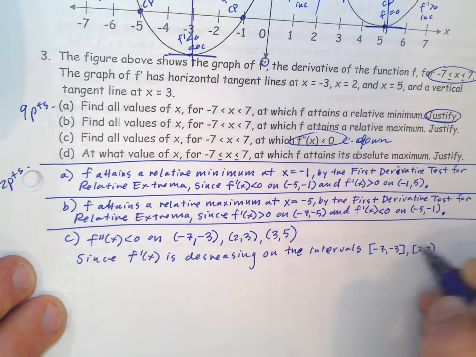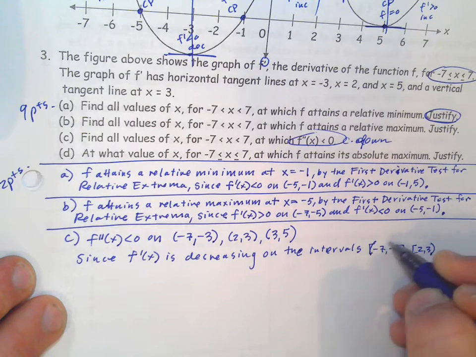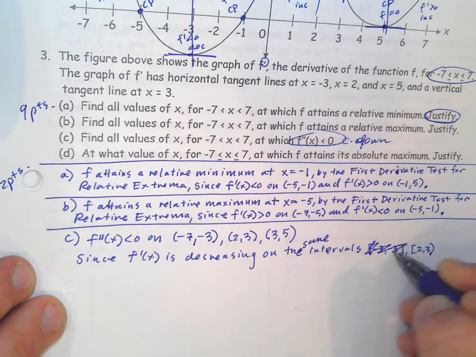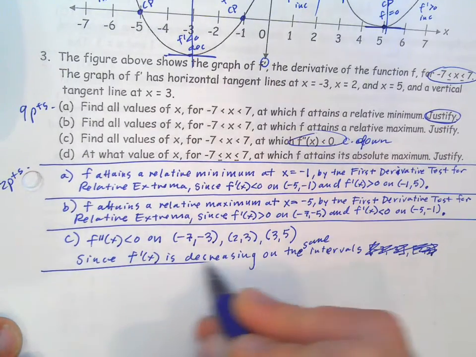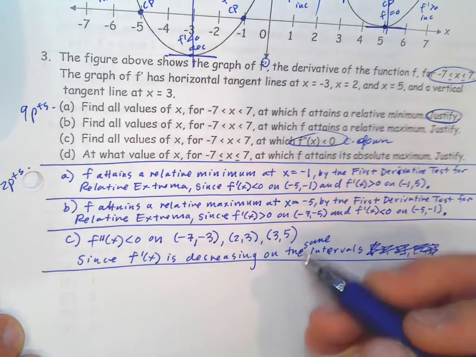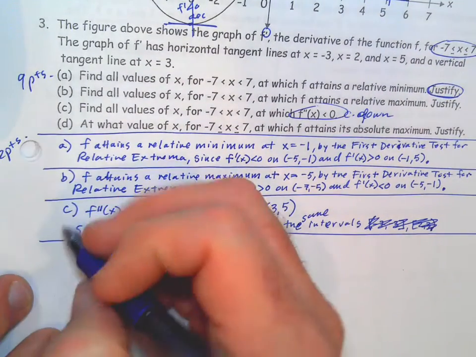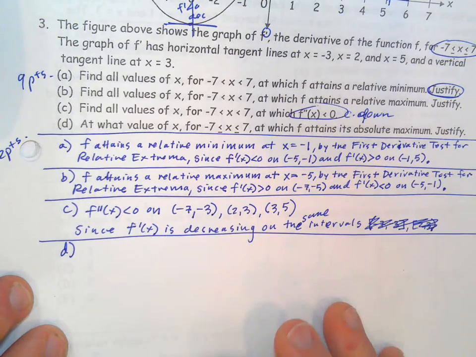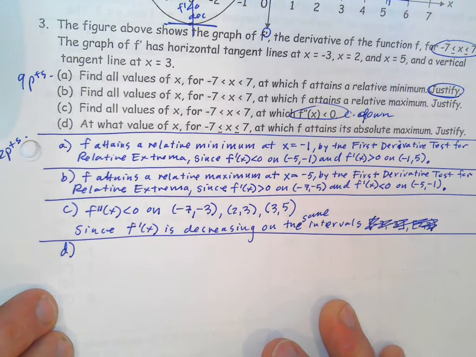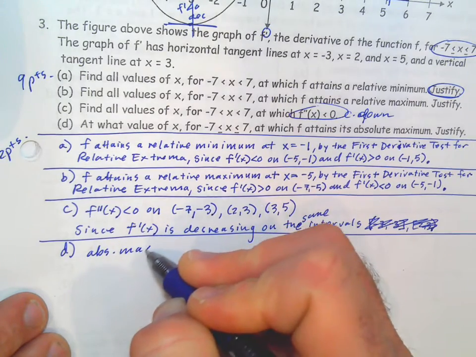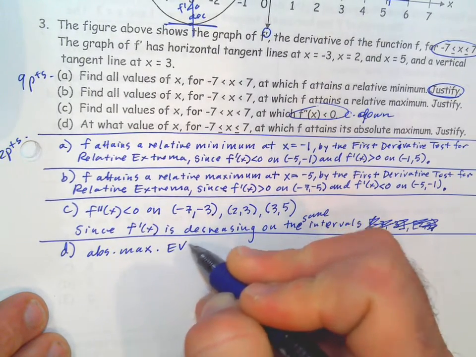I would just say on the same intervals. So you want to reference the graph, the information you have, and then connect it to what you're saying. Now, D is kind of the weird part. At what value does f attain an absolute max? So you're looking for the absolute max, which means you should want to use EVT, okay?